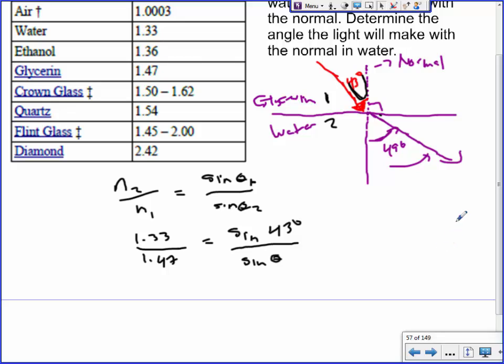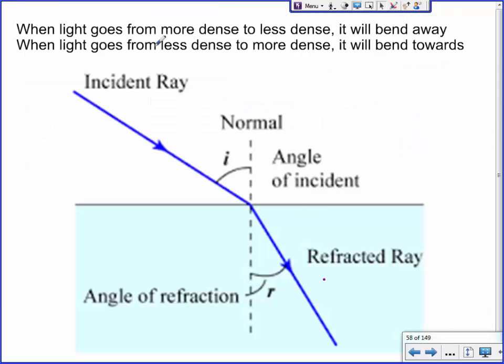So one of the things I need you guys to be able to do is use this formula, but I also need you to understand the theory behind it, which I'm going to have written out on this slide right here. If light goes from something that's more dense to less dense, it bends away. And if it goes from less dense to more dense, it bends towards.